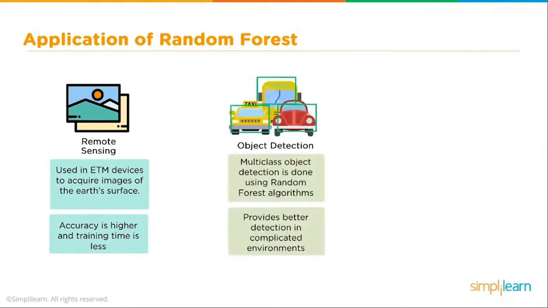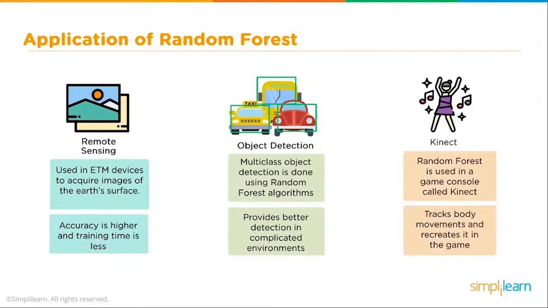Also, multi-class object detection is done using random forest algorithms. A good example is traffic, where you're trying to sort out the different cars, buses, and things. And it provides better detection in complicated environments. It's very complicated up there. And then we have another example, Kinect. Let's take a little closer look at Kinect.